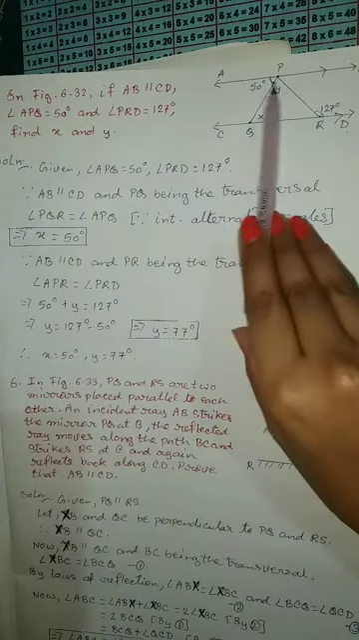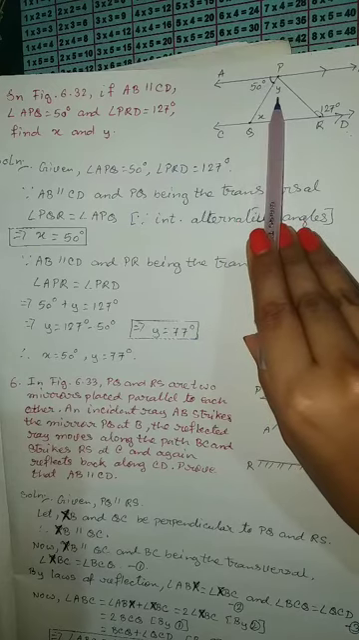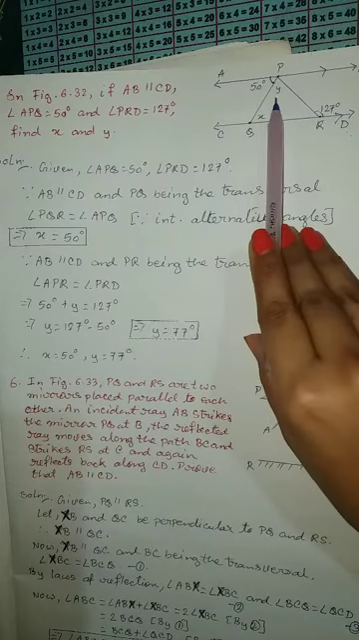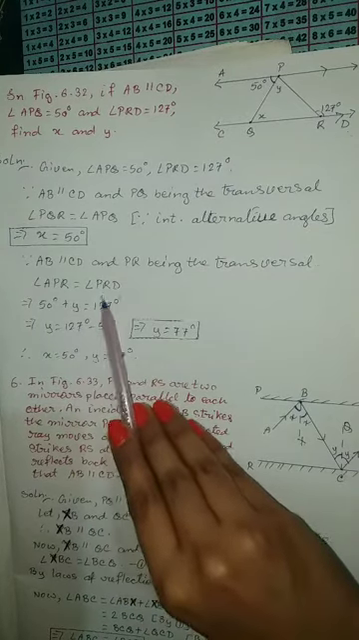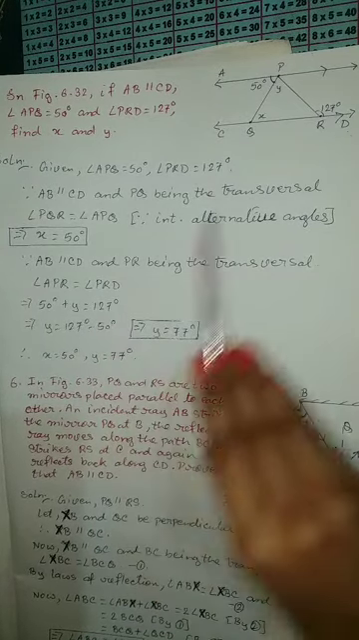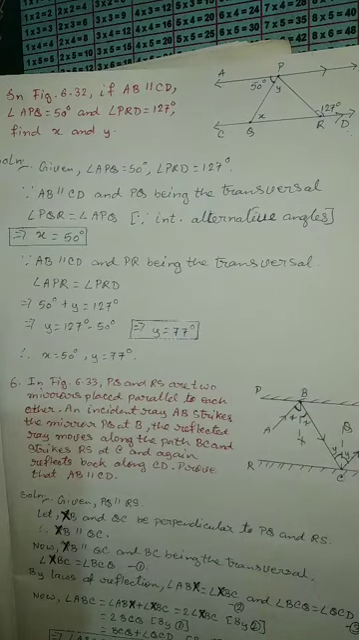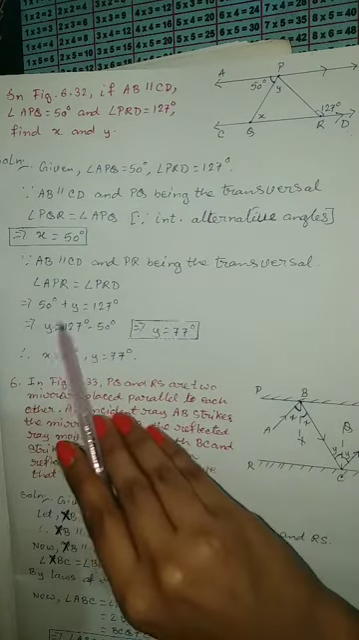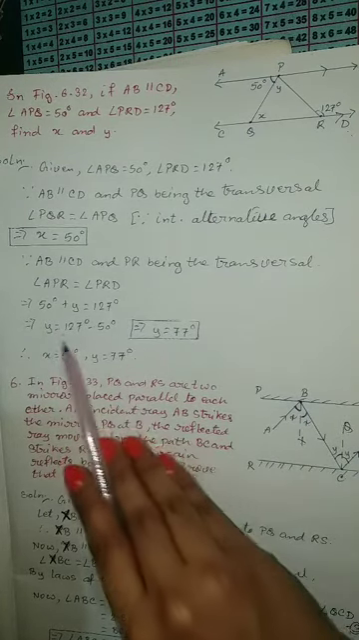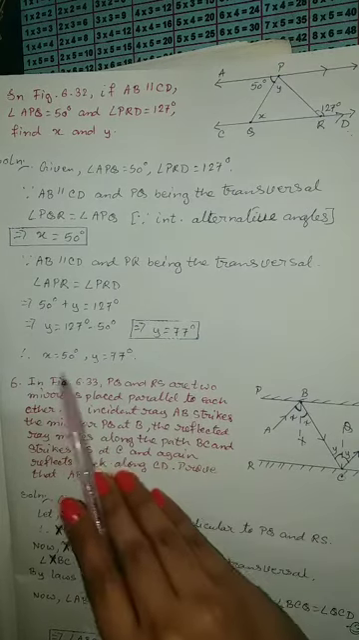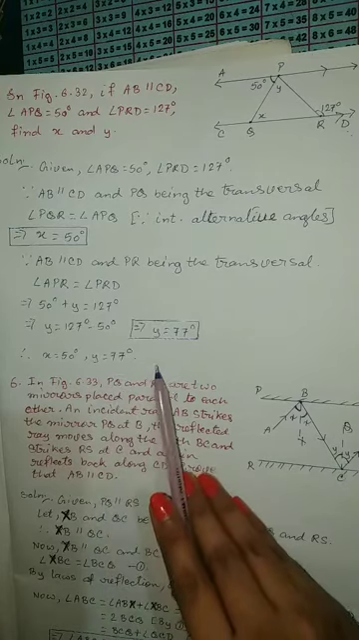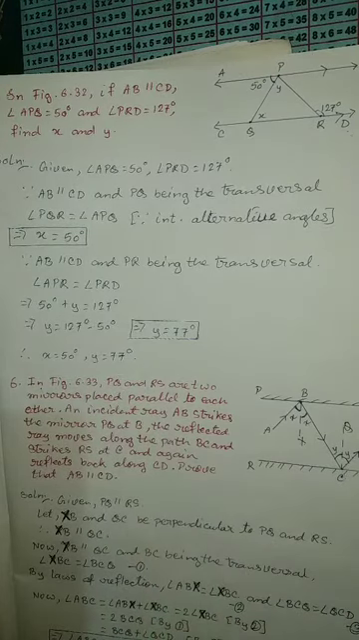Now let's put the values here. APR, we can see, is a combination of two angles, right? 50 plus Y. So APR is equal to 50 plus Y, and instead of PRD, we are writing the value of the angle, which is 127. Let's solve this equation and we'll get the value of Y as 77 degrees. So hence X equals 50 degrees and Y equals 77 degrees.